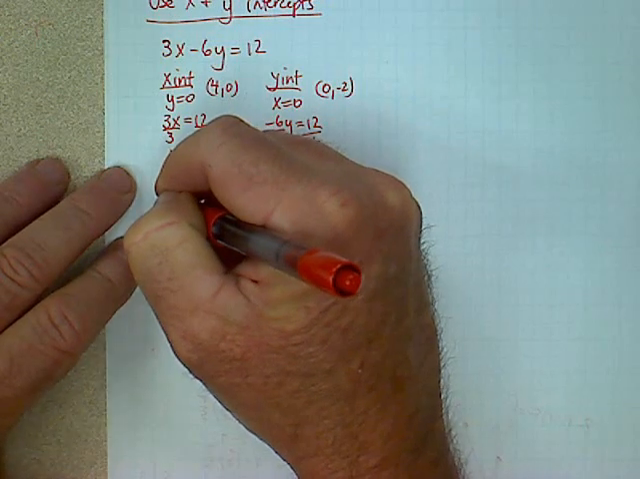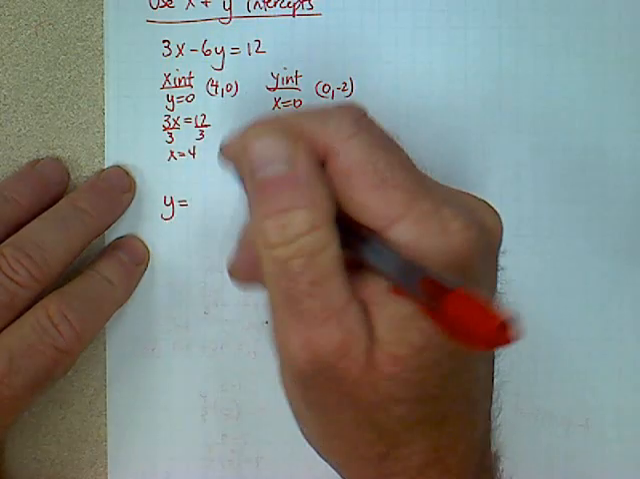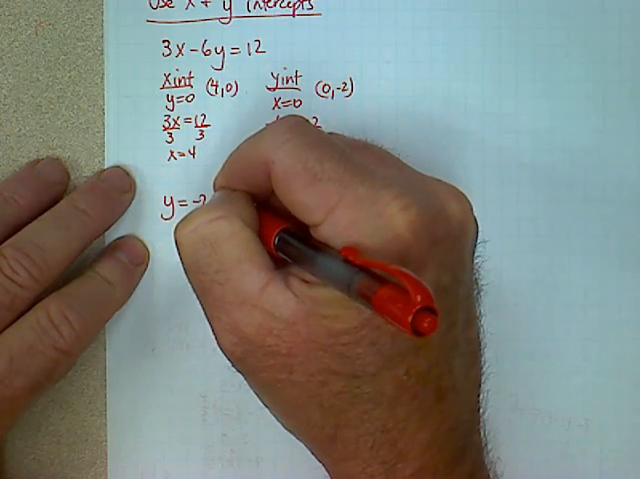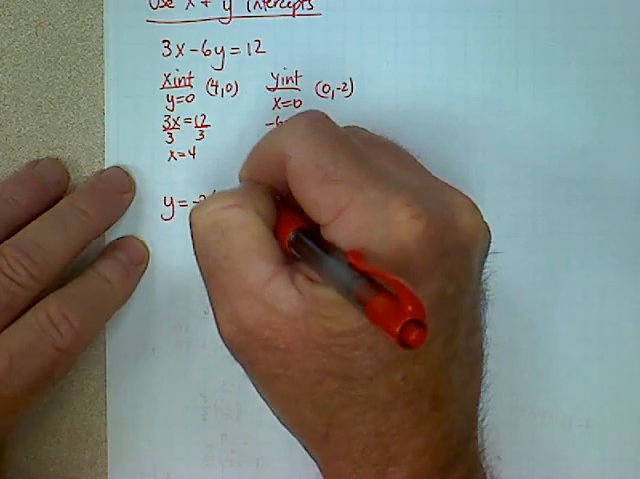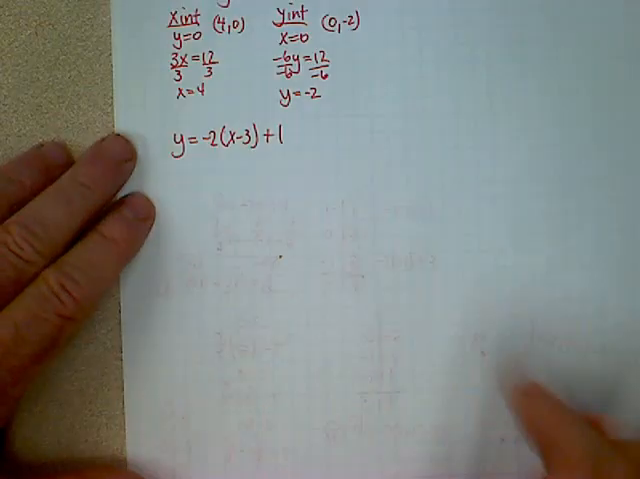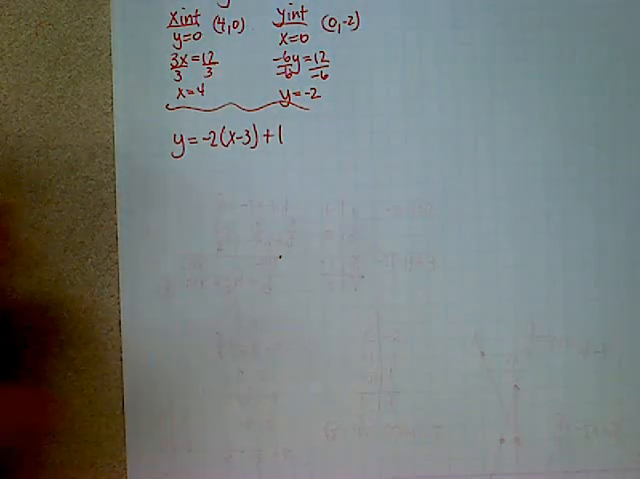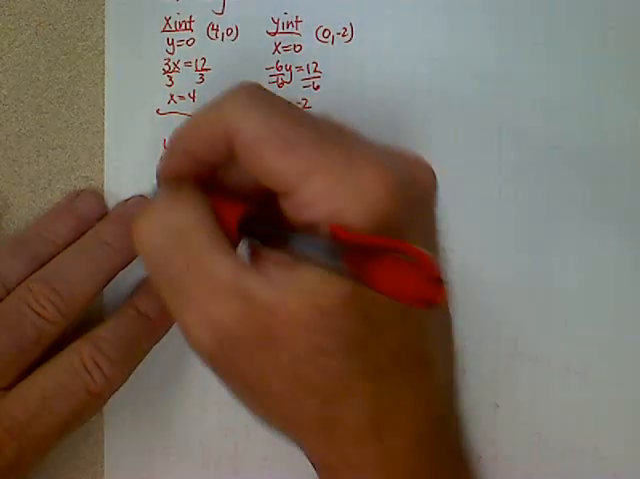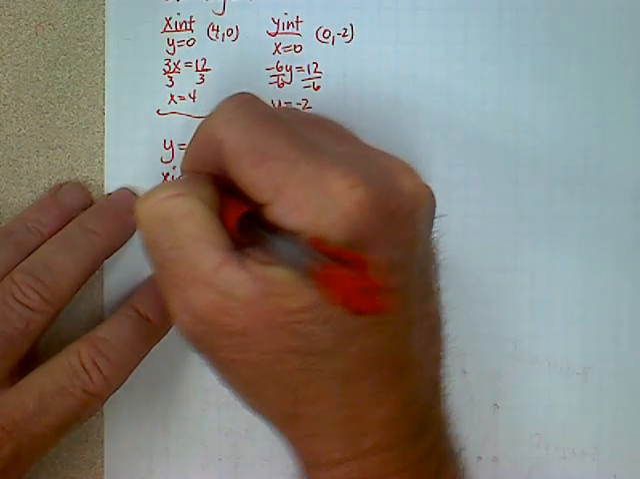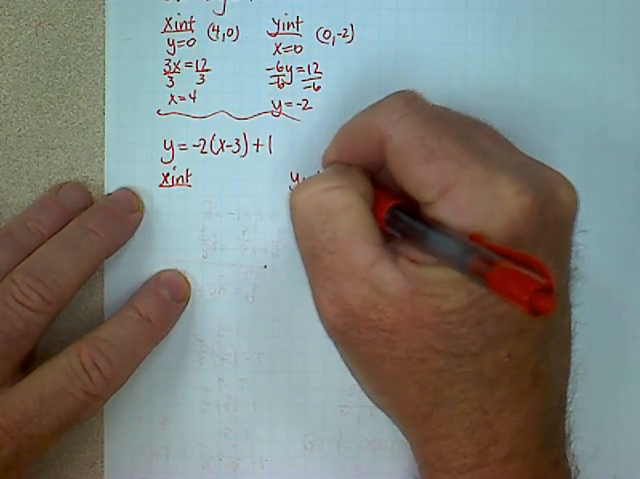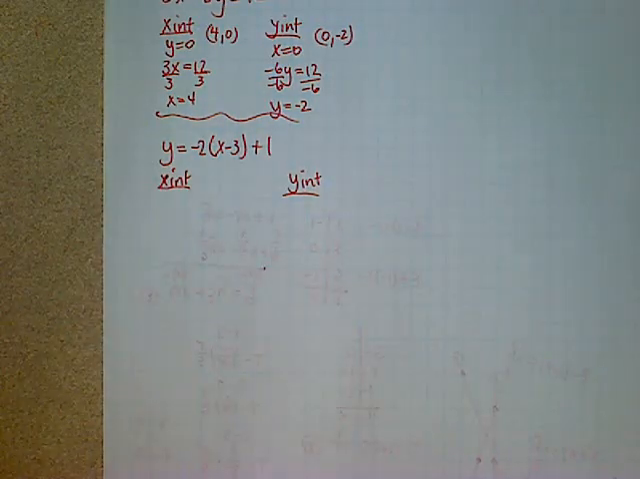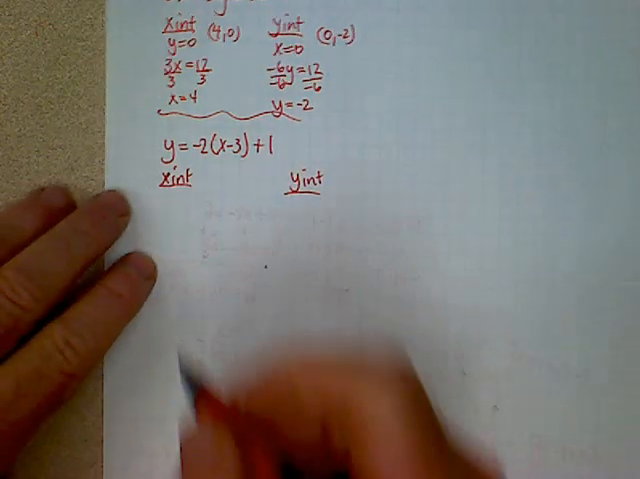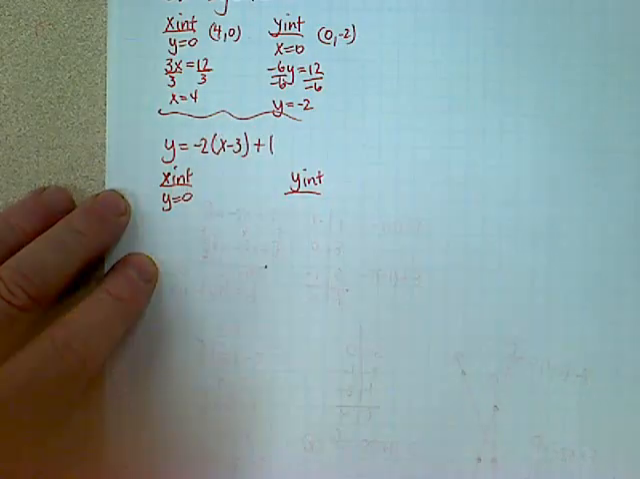All right, so the next question I want to do is one that's in point-slope form. So y equals -2 times (x minus 3) plus 1. So new question, still going to do it with x and y-intercepts. So again, I want to find the x-intercept, write that, and the y-intercept. And the work is now the same. The x-intercept is where y equals 0.